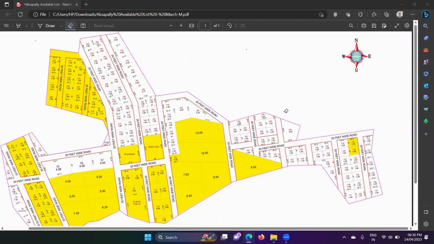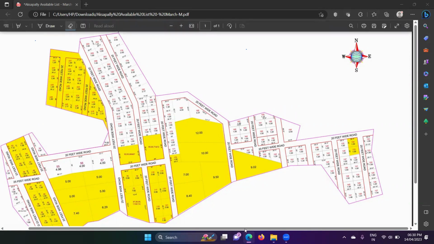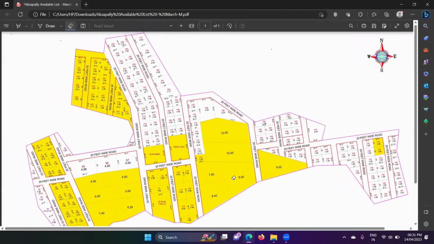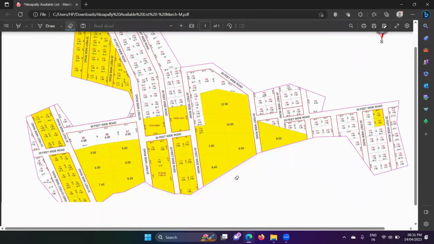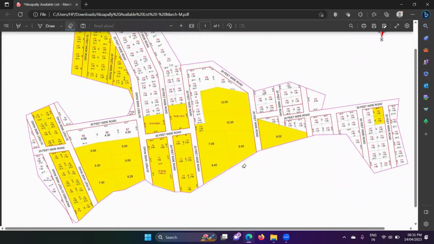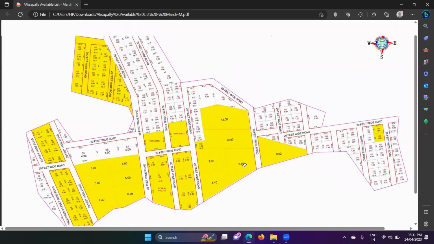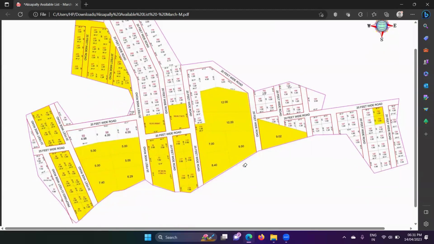Hello friends, today I'm back with another video wherein we are going to discuss a few things about selecting any property. This is one of my clients' sites, nearby Sangareddy, Jogipet. Today I'm going to discuss a few things in selecting the property as per Vastu.